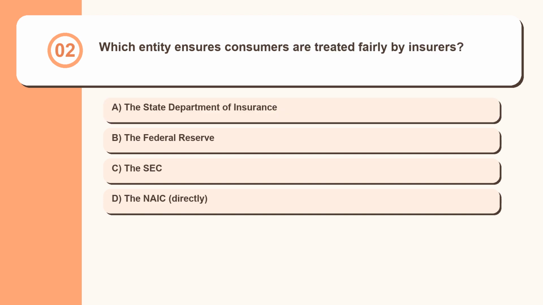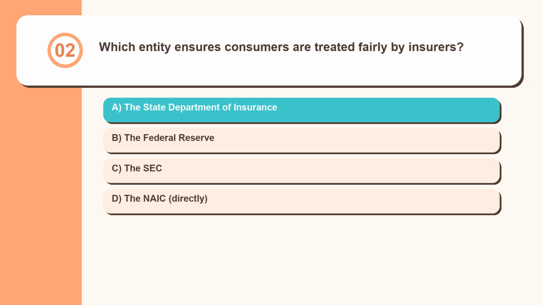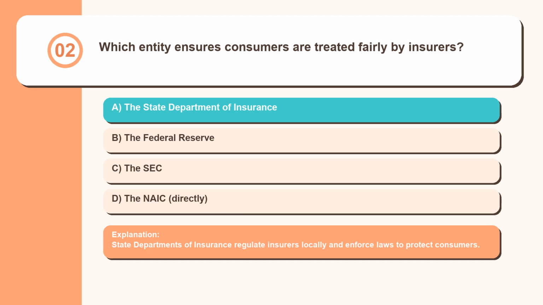Question 2. Which entity ensures consumers are treated fairly by insurers? The State Department of Insurance, the Federal Reserve, the SEC, the NAIC, directly. State departments of insurance regulate insurers locally and enforce laws to protect consumers.